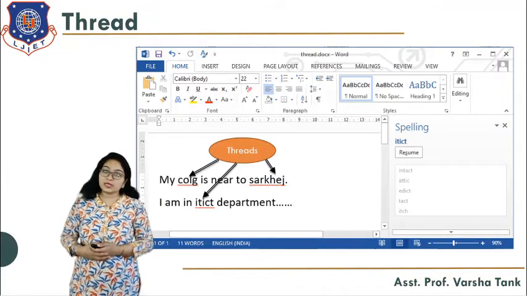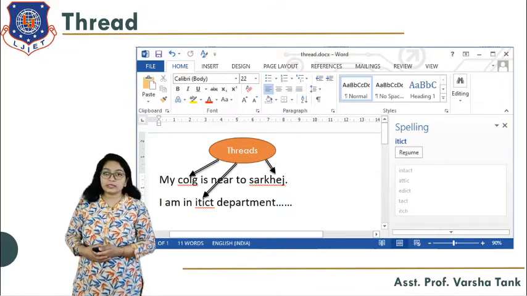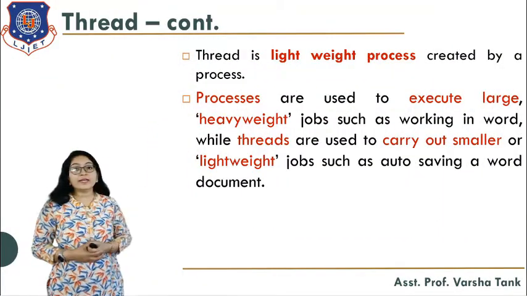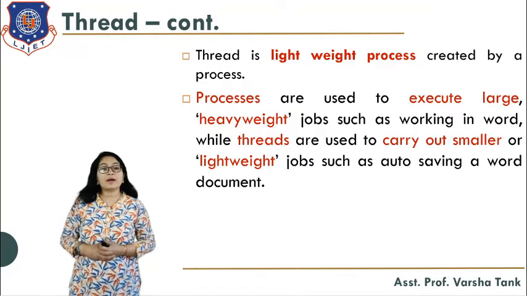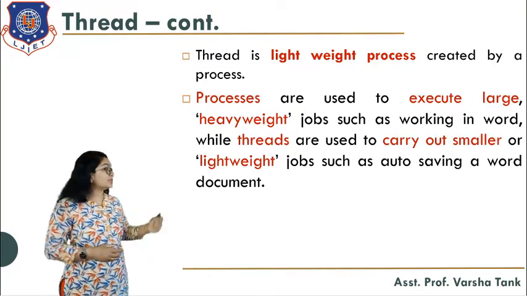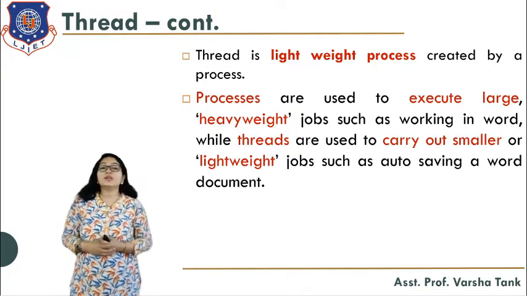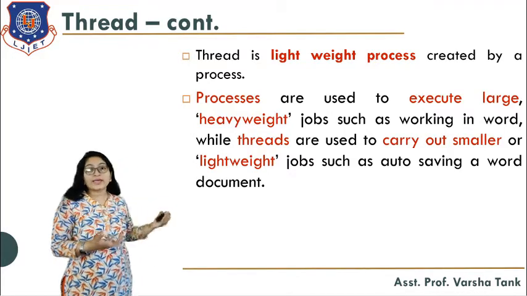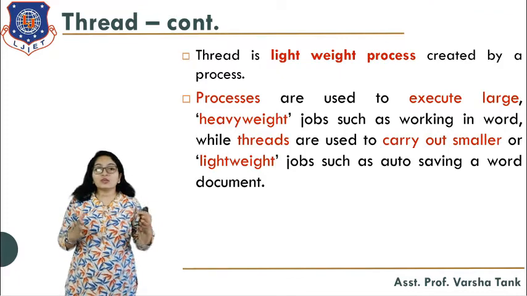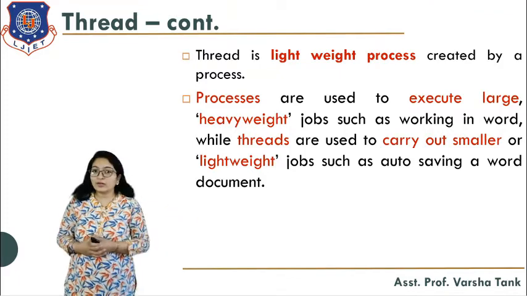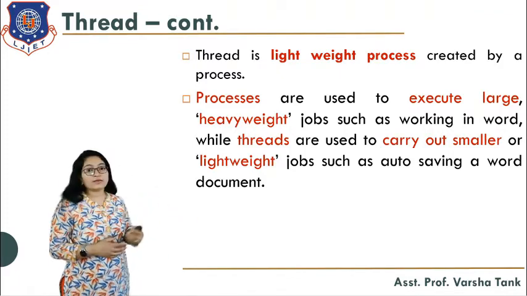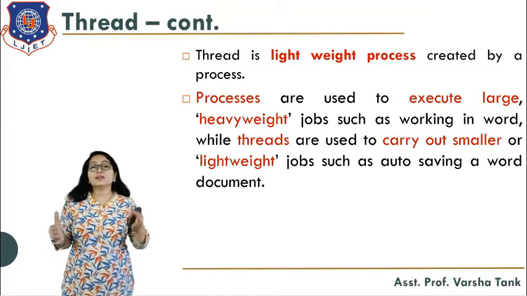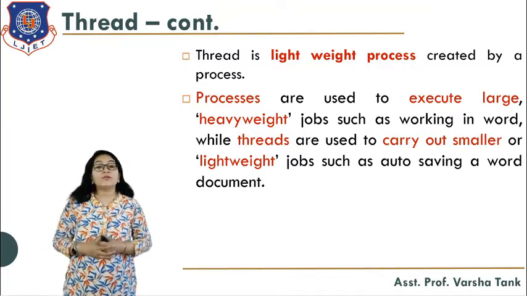So where is a thread used? Let's discuss it in detail. First of all, what is a thread? A thread is a lightweight process created by a process. Processes are used to execute large heavyweight jobs such as working in Word, while threads are used to carry out smaller, lightweight jobs such as auto saving the Word document or spell check, etc. So these are the different threads of one process.